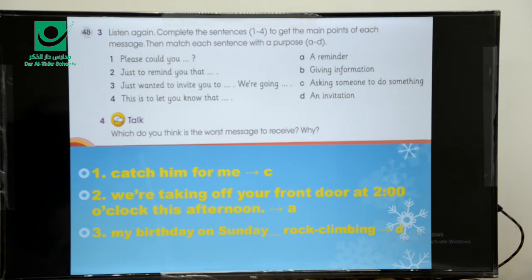So this is an invitation. And the last one, this is to let you know that, try to complete the sentence. You can listen to the track once again before you complete. This is to let you know that we've changed your dental appointment. This goes to giving information, because the nurse called Tom Nash and told him that they have changed his dental appointment.